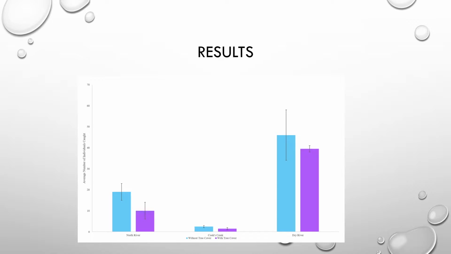When looking at our results to compare the average number of individuals found, we saw that there was no statistical difference in the number of individuals found at Cooks Creek when comparing the sides. However, for both North River and Dry River, there was a statistical difference between tree cover and non-tree cover sides. The difference was greater for Dry River than it was for North River.